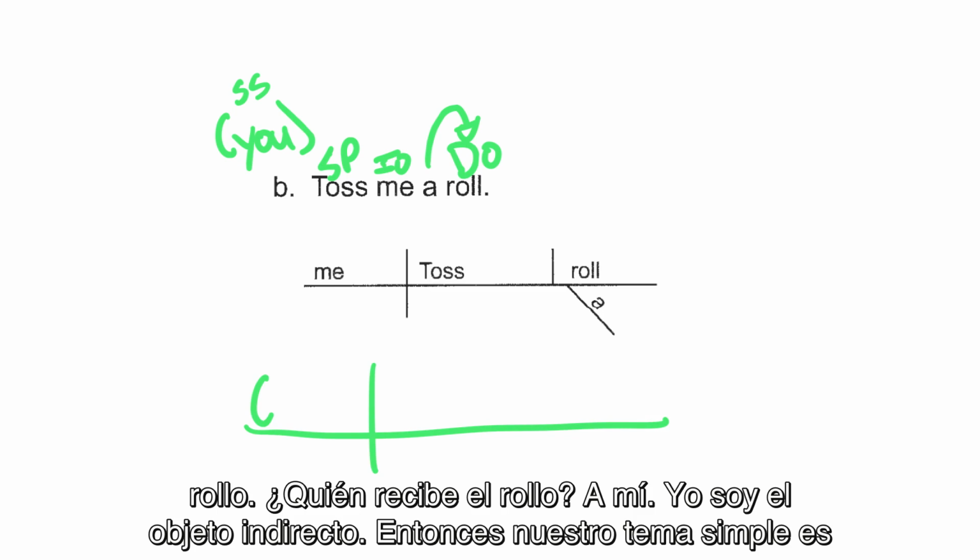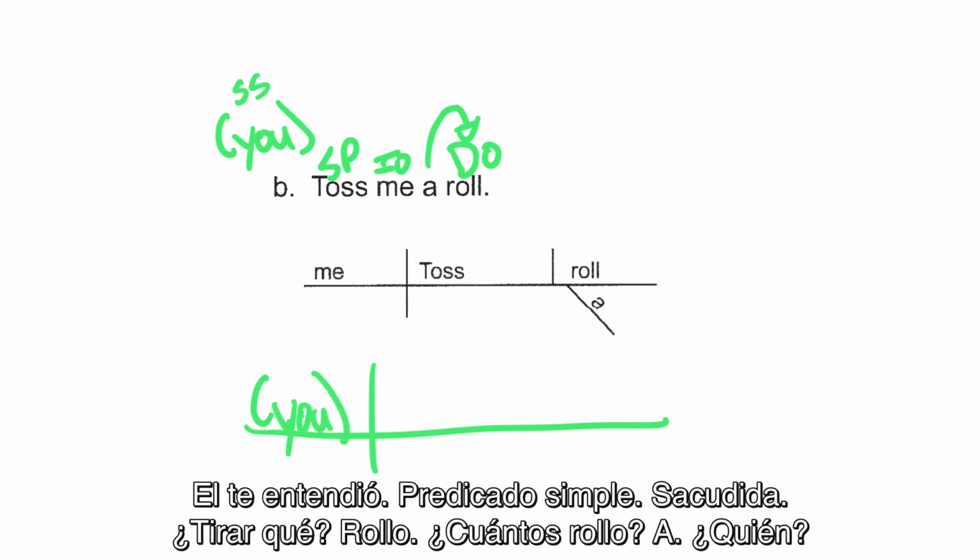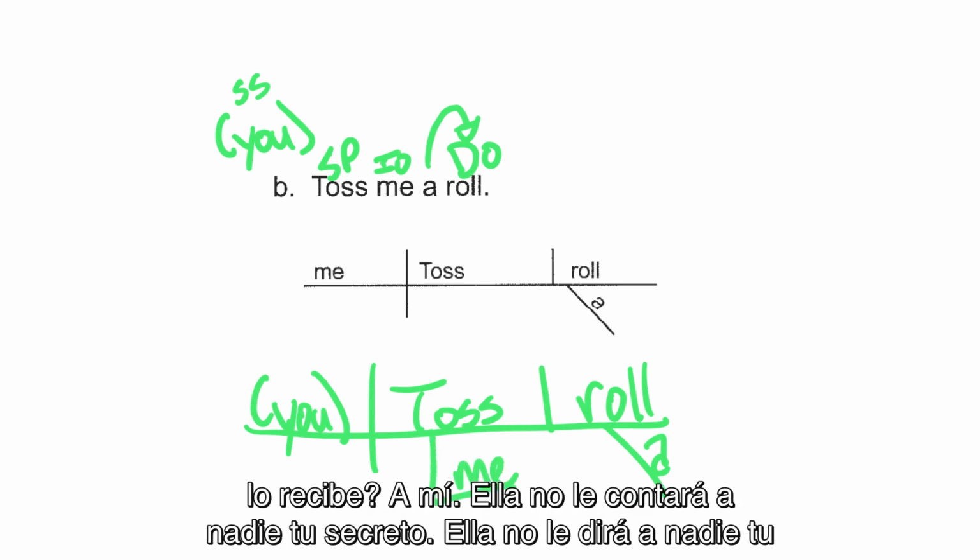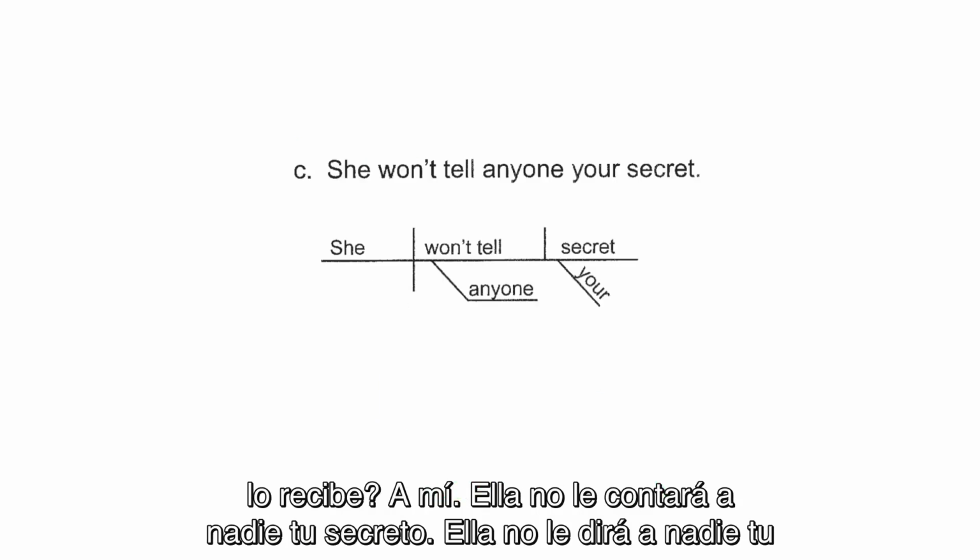So our simple subject is the understood you. Simple predicate, toss. Toss what? Roll. How many roll? A. Who receives it? Me.